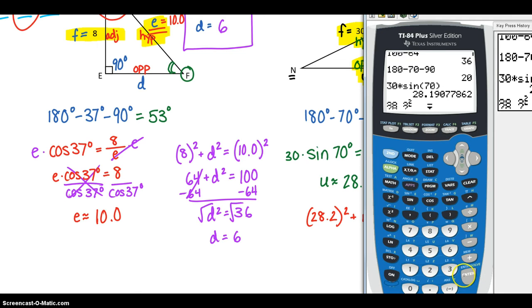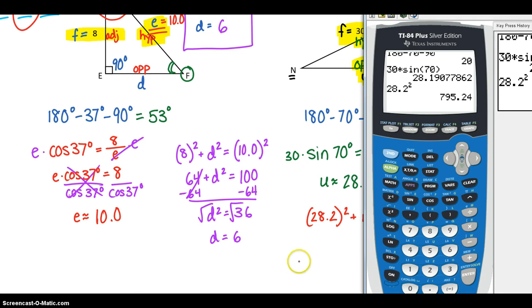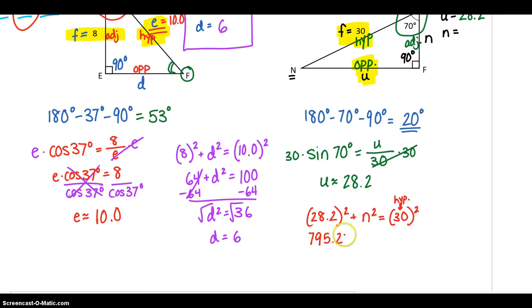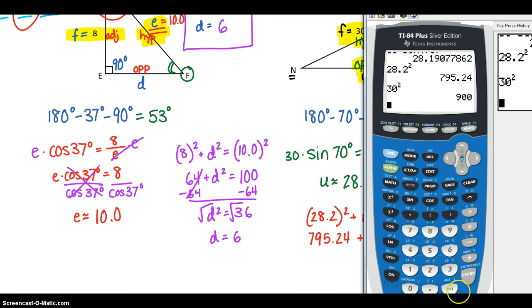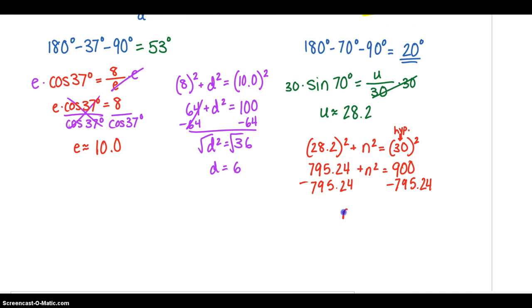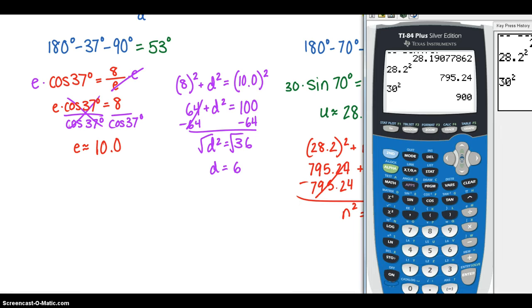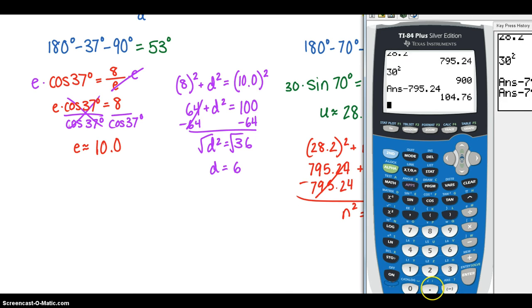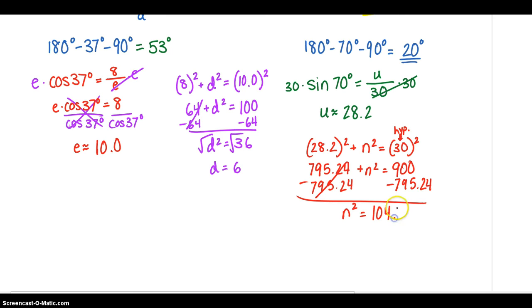28.2 squared, 795.24, and 30 squared, 900. Subtract that number over to get n squared by itself. 900 minus 795.24. We get 104.76, and then we just take the square root of both sides.